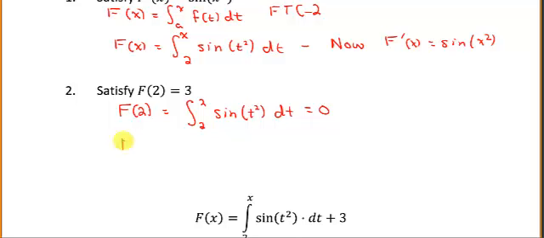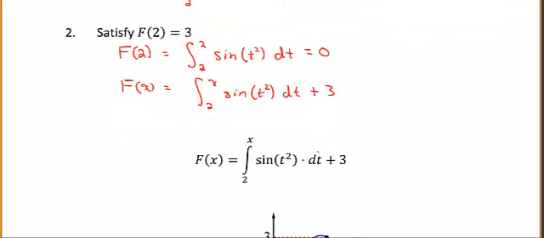So then f of x is going to be this integral from 2 to x of sine of t squared dt plus 3. Now if I evaluate it at 2, I'll get this integral that's worth 0 plus 3. I'll have the right thing. So here would be that function. Now how does that help you? That doesn't show you anything.